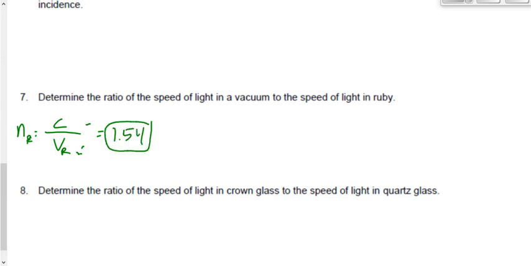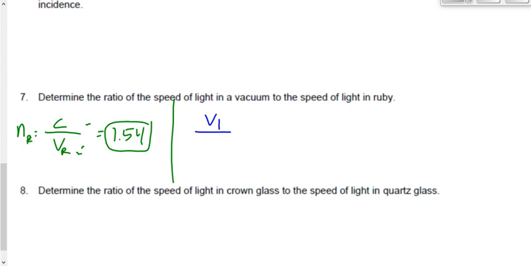Now, there's another way to do this. There's a couple other ways to do it, actually. Some of you may not have noticed that. That's okay. That's not actually the way that I thought of this question either. When I thought of this question, I thought, well, look, the speed of light in a vacuum, we'll call it V1.